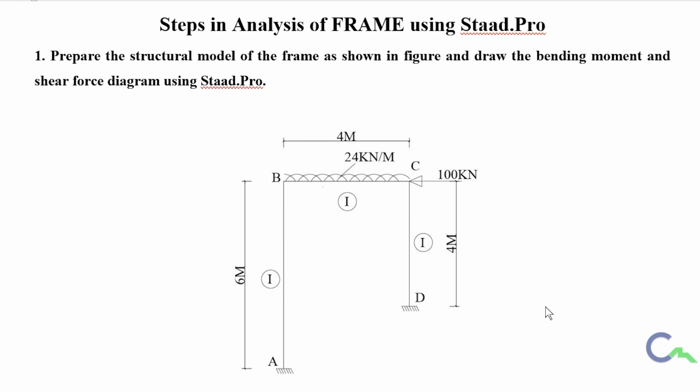They have given one frame which has two columns, AB and CD, and one beam, BC, supported by two fixed supports at A and D. Then they provided one UDL, a uniformly distributed load of 24 kN per meter, and one point load acting in the negative direction at C, that is 100 kN. Then they gave the I value, the moment of inertia, of all the members as the same.